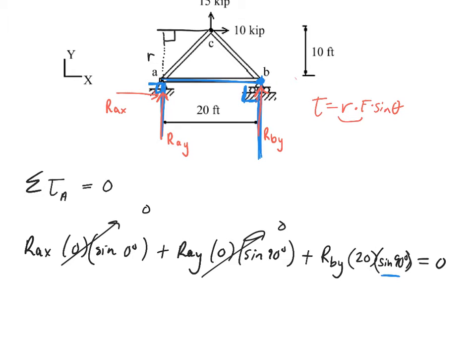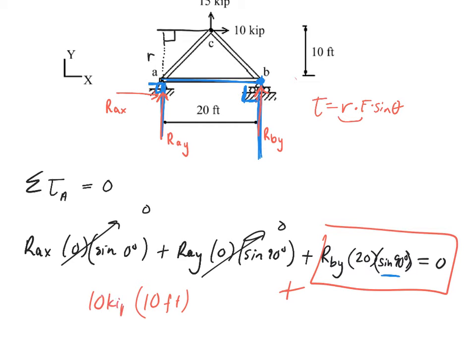So for this problem now, again, I still have this part of the torque right here, but I have to add on to that the torque that's generated from the 10 kip force. And the 10 kip force is at a distance of 10 feet away. The force itself is 10 kips, kilopounds. It's 1,000 pounds. Times the sine of 90.